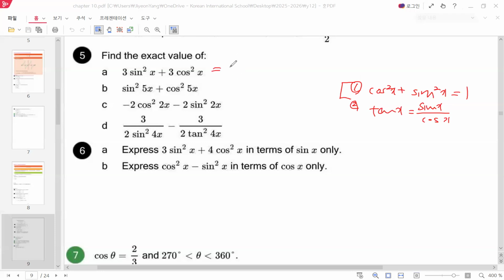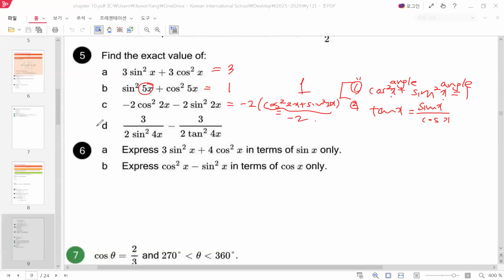So firstly, what's the answer? 3. How about this one? 1. Do not focus on x. It means that angle, right? Angle. So basically, the first formula means that if cosine and sine have the same angle, and you add them together, it's going to be 1. How about this one? You put negative 2 to the front, and then you can write it as cosine squared 2x plus sine squared 2x, which is, what's the value? This is 1, therefore, negative 2.